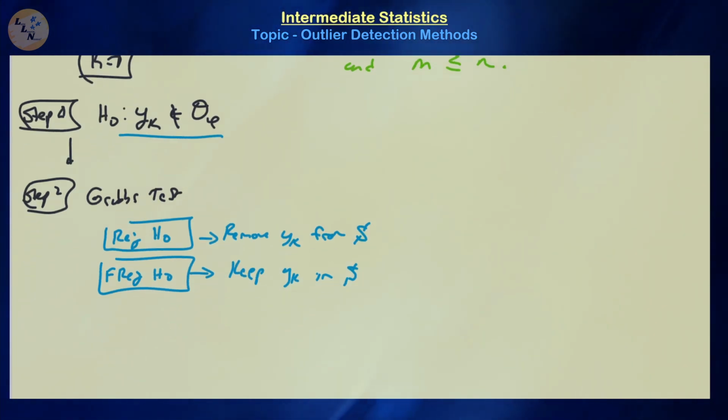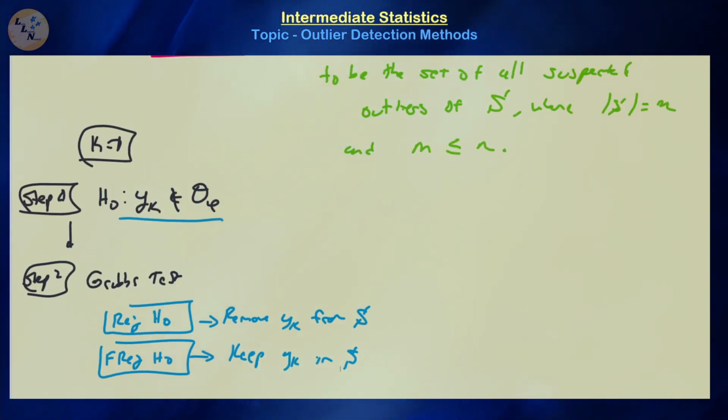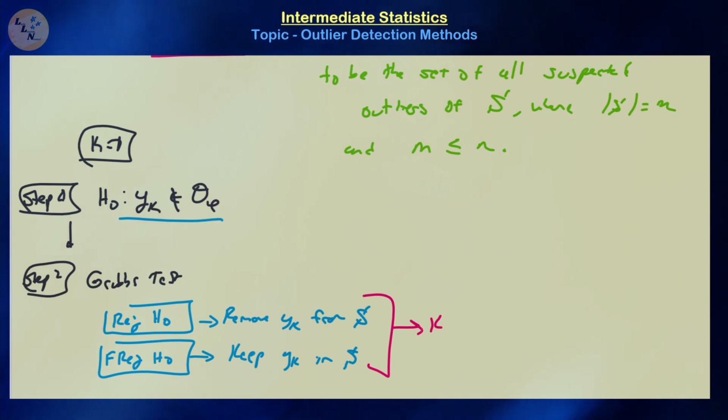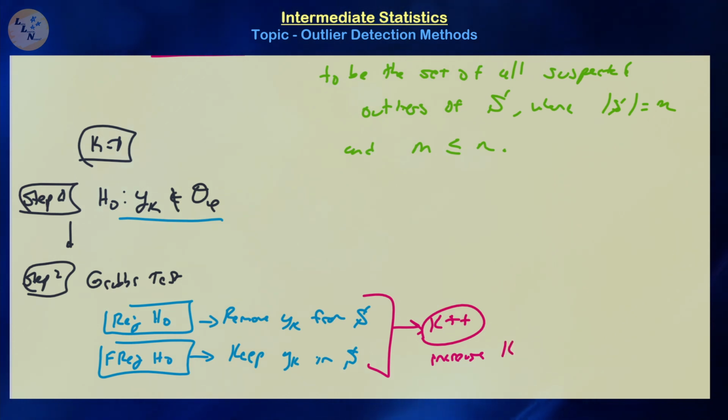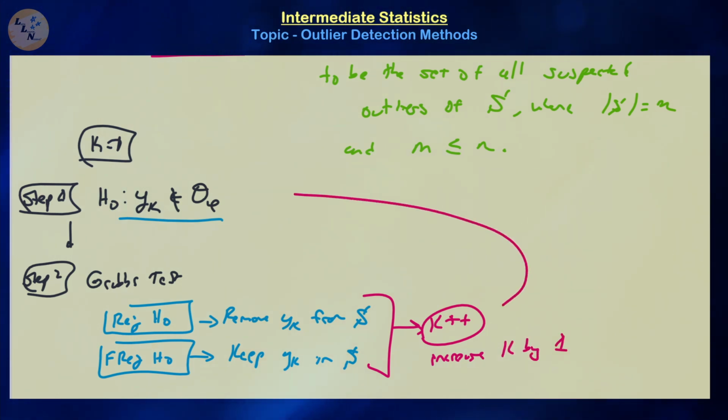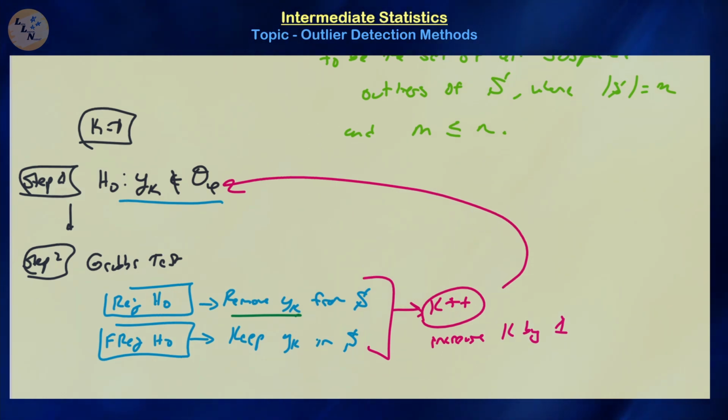Once you have concluded your Grubbs test for point yk, where k starts at 1, you're going to cycle back. Then you're going to increase k by 1, and go back. Then do it for point 2, point 3, point 4, all the way down to point m. Notice that when you start removing data points, you're working with different data sets at that time. And you continue that for all of your data points.